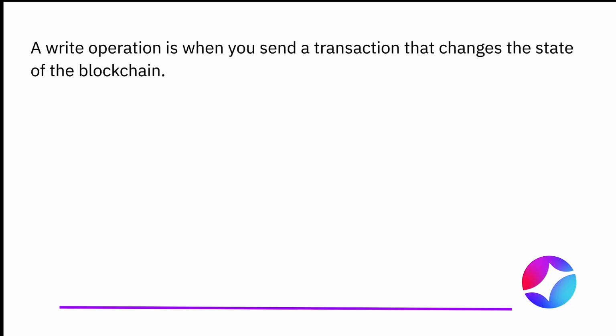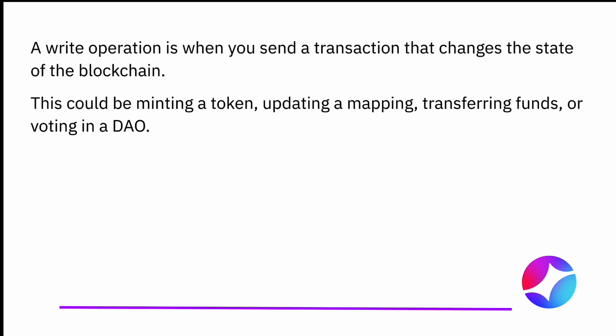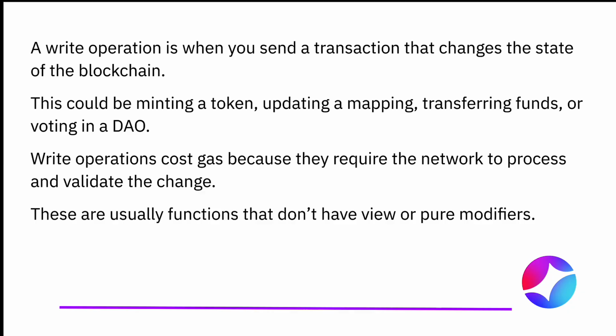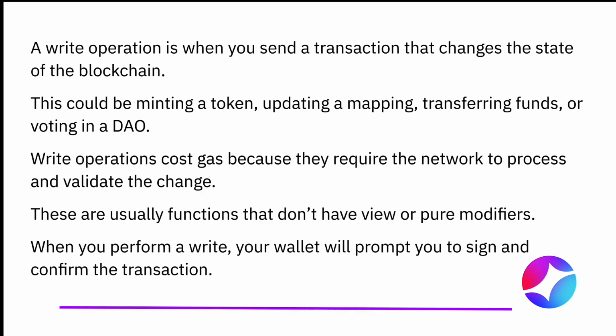A write operation is when you send a transaction that changes the state of the blockchain. This could be minting a token, updating a mapping, transferring funds, or voting in a DAO. Write operations cost gas because they require the network to process and validate the change. These are usually functions that don't have view or pure modifiers. When you perform a write operation, your wallet will prompt you to sign and confirm the transaction.